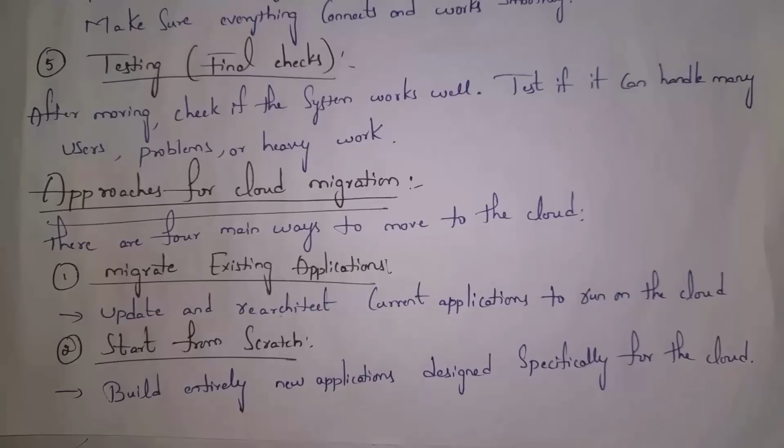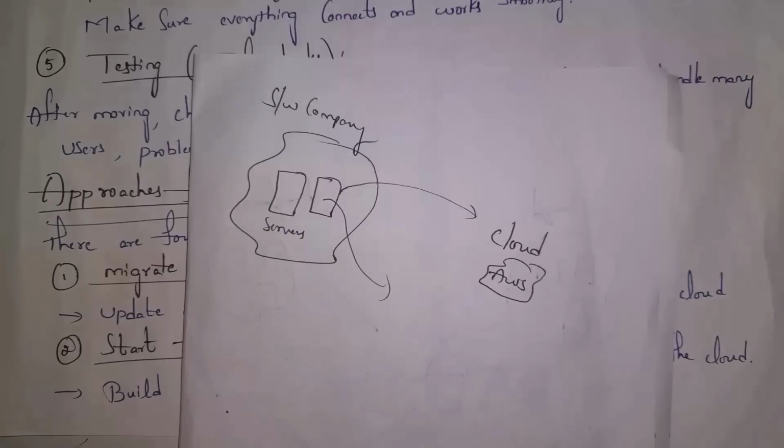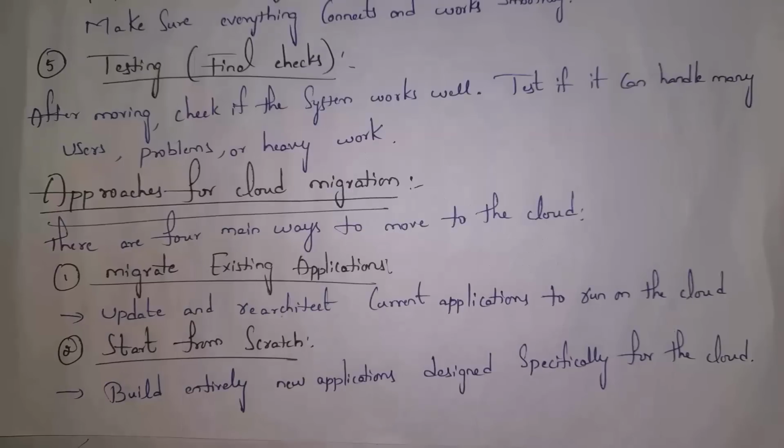Next I will explain approaches for cloud migration. Approaches mean various ways to move your software and data from present computer to cloud. Our first approach is migrating existing applications. That means update and re-architect current applications to run on the cloud. Guys, whenever you transfer your data from present system to cloud, some applications may not run properly. At that time, you need to update that application or you need to redesign that application in order to run properly. This is the meaning of migrating existing applications.